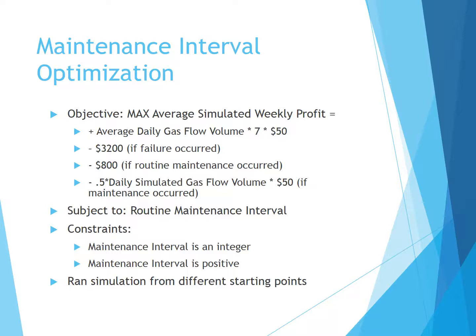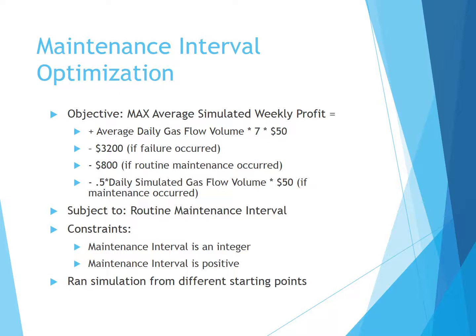Our simulated optimization problem was modeled as such. Again, our objective was to maximize our average simulated weekly profit, which was given by the revenue of the average daily gas flow volume, modeled and simulated using the normal distribution, times 7 days, times a rate of $50. The costs associated with maintenance activities were $3,200 if a failure occurred resulting in corrective maintenance, or $800 if routine maintenance occurred. Again, failure was modeled using the Weibull distribution and the parameter failure rate.